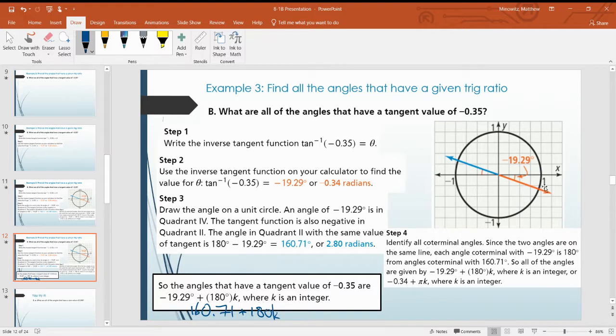K means we can go forward a full half a spin, or backwards half a spin, or backwards two half spins. So plus 180k means make a half rotation and you're at the next possible answer.